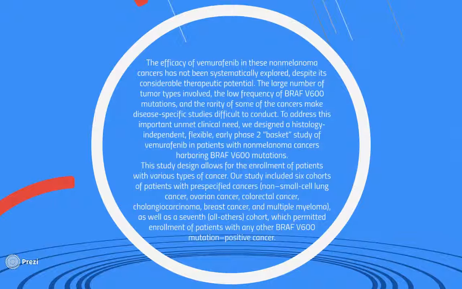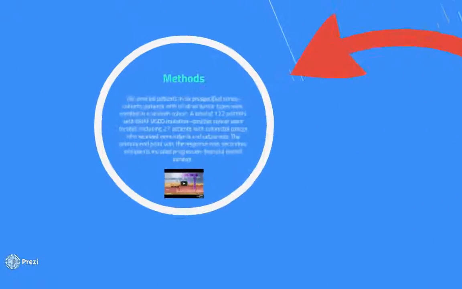Our study included 6 cohorts of patients with pre-specified cancers: non-small cell lung cancer, ovarian cancer, colorectal cancer, cholangiocarcinoma, breast cancer, and multiple myeloma, as well as 7 cohorts which permitted enrollment of patients with any other BRAF V600 mutation-positive cancer.